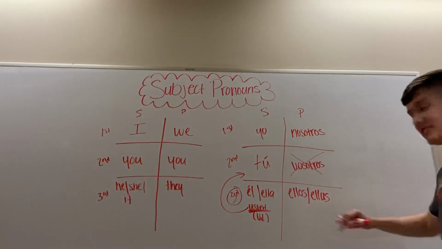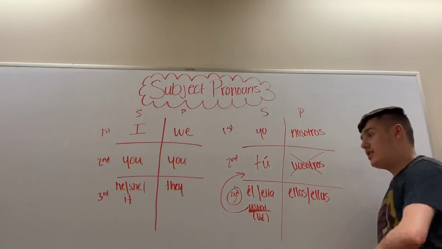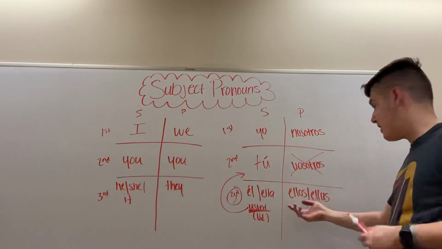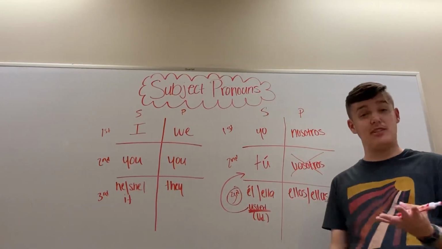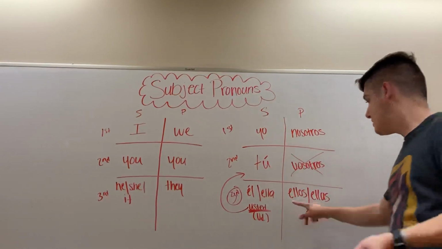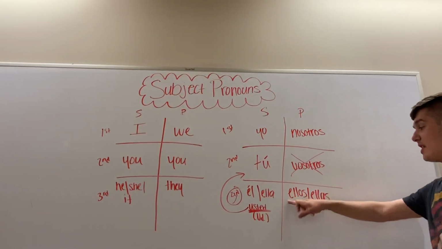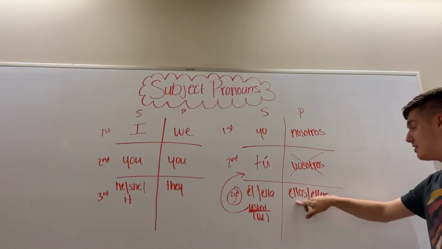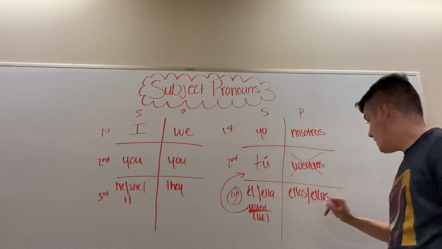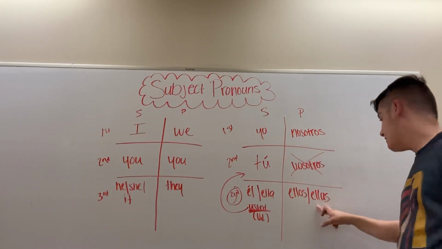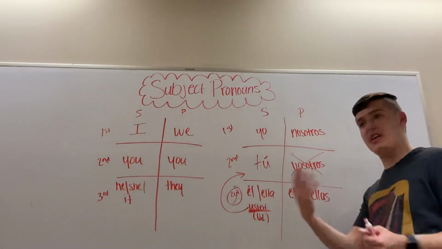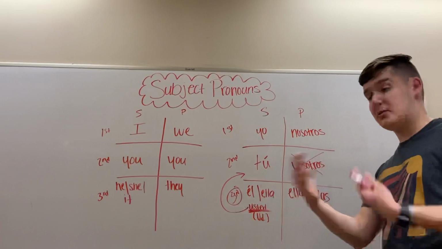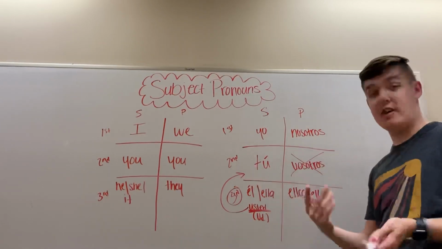And then for third person plural, we have ellos and ellas, which both mean they. However, it's very important that we distinguish between these two because in Spanish, all nouns are either masculine or feminine. So if you're talking about a group of things that are all masculine or mixed masculine and feminine, you will use ellos. If you're talking about a group that's all feminine, you will use ellas. That also applies to people. So if it's a group of all girls, you'd say ellas, all boys, ellos, or co-ed, ellos also.